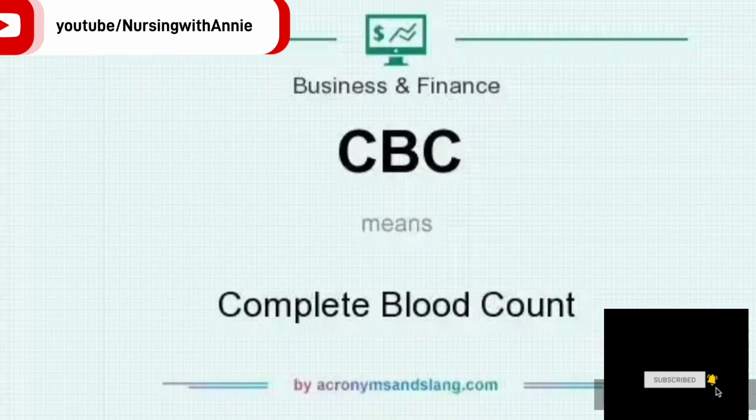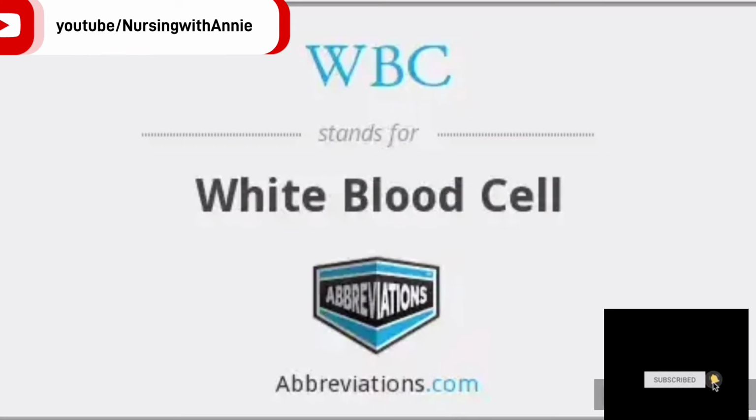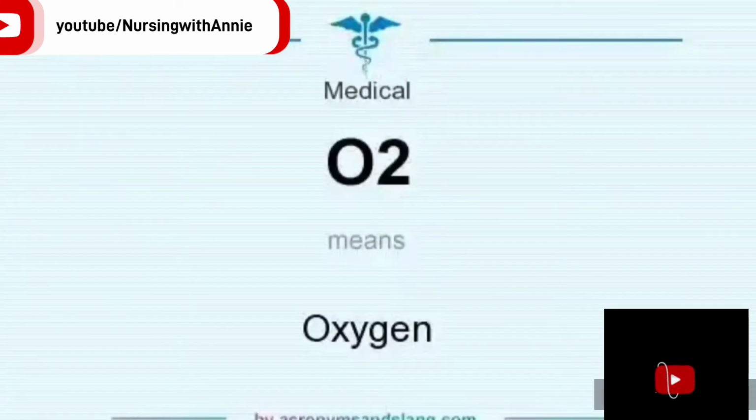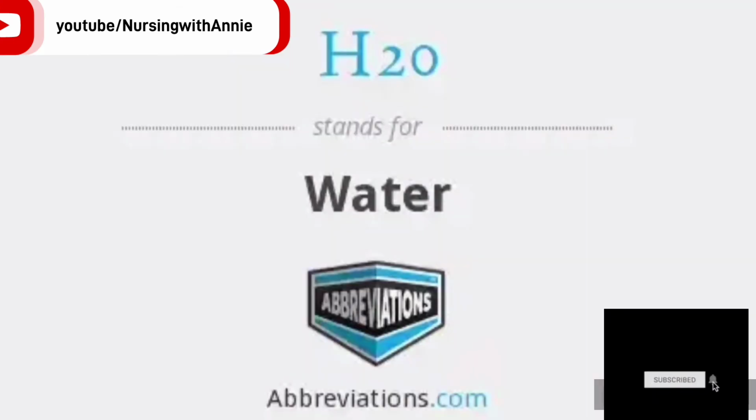Then you also have CBC, which is complete blood count. You can see this in test results. When a patient comes with his test result, or a patient is asked to carry out a test and you see CBC, it means complete blood count. You also have WBC, which is white blood count, RBC, which is red blood count. O2 simply means oxygen. You are supposed to be familiar with that. O2 means oxygen. H2O means water.